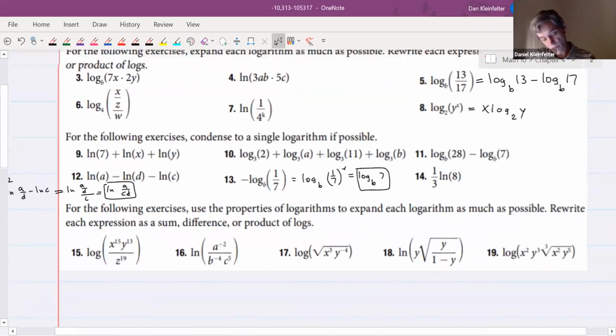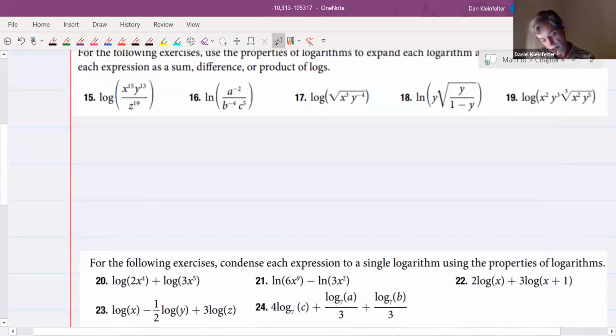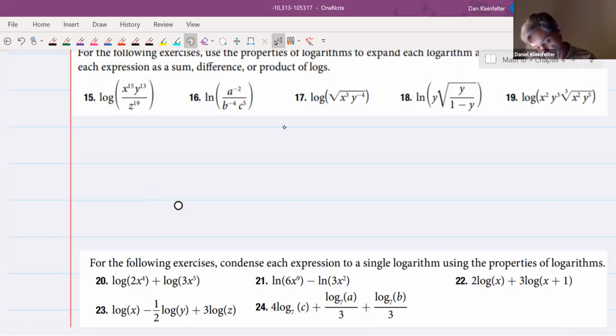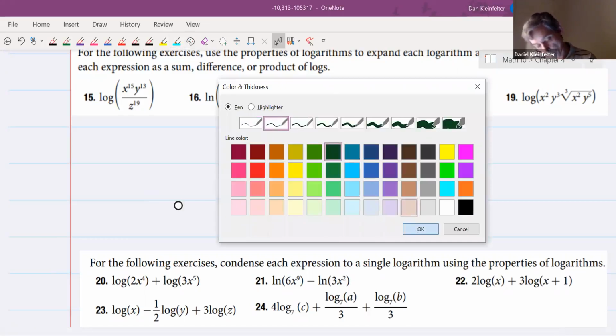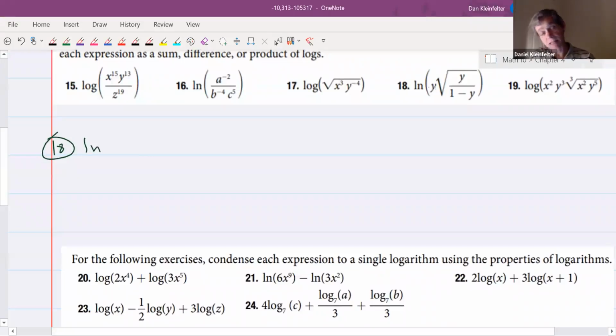This is going the other direction. Okay, I think we did already a lot of those. Let's do, how about 18 looks good. Let's do number 18. So this is natural log, and it is a product, so we'll rewrite that as a sum. So natural log y plus natural log square root of y over 1 minus y.